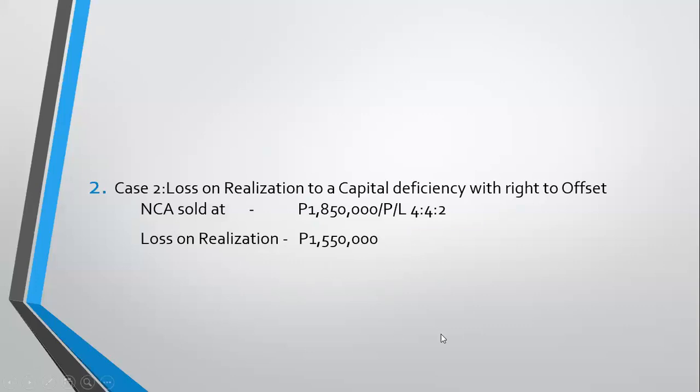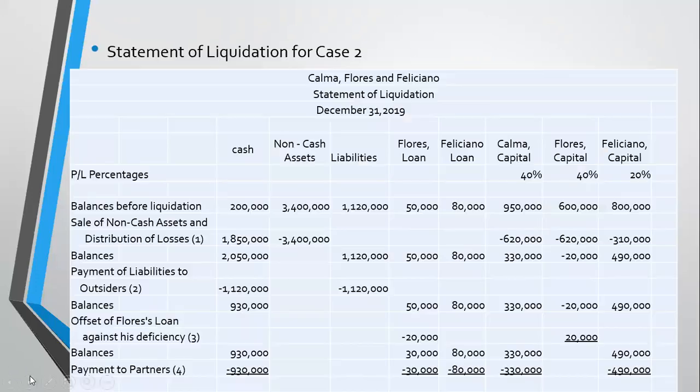So, kung ang ibinenta mo ay 3.4 million, at ang nabenta mo lang at na-realize mong cash is 1,850,000, ibig sabihin meron kang loss na 1,550,000. So, if that is the case, this is the statement of liquidation for case number 2. So, ganito po yung kahihinatnan niya. Again, may title, dapat kompleto. Yung statement of liquidation, yung title niya, no?